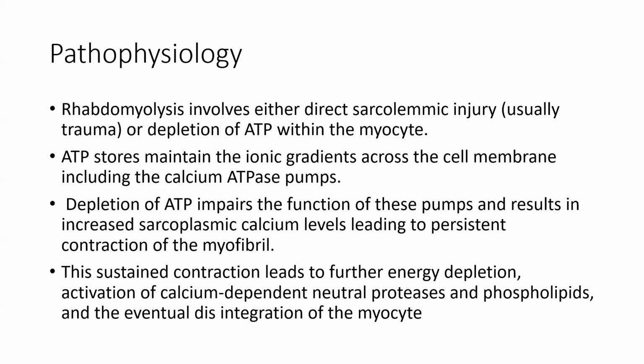Now about pathophysiology. Rhabdomyolysis involves either direct sarcolemmal injury, which occurs because of trauma, or depletion of ATP within myocytes. ATP stores maintain the ionic gradient across the cell membrane, including the calcium ATPase pump. Whenever there is depletion of ATP, it impairs the function of this calcium ATPase pump, which results in increased sarcoplasmic calcium level, leading to persistent contraction of myofibrils.